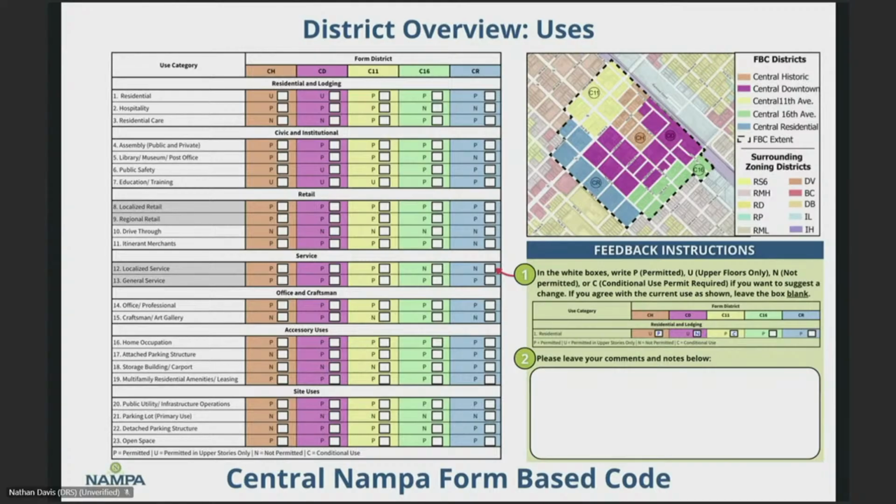If you can see, we've got a couple of items here. If you want to allow them to be permitted or you want to change something, we have what it currently is. So let's take residential in the CH. U says upper story only. If you want to say not allowed, in the white box you would put an N. And if you don't want to make any changes, you don't have to write anything down.